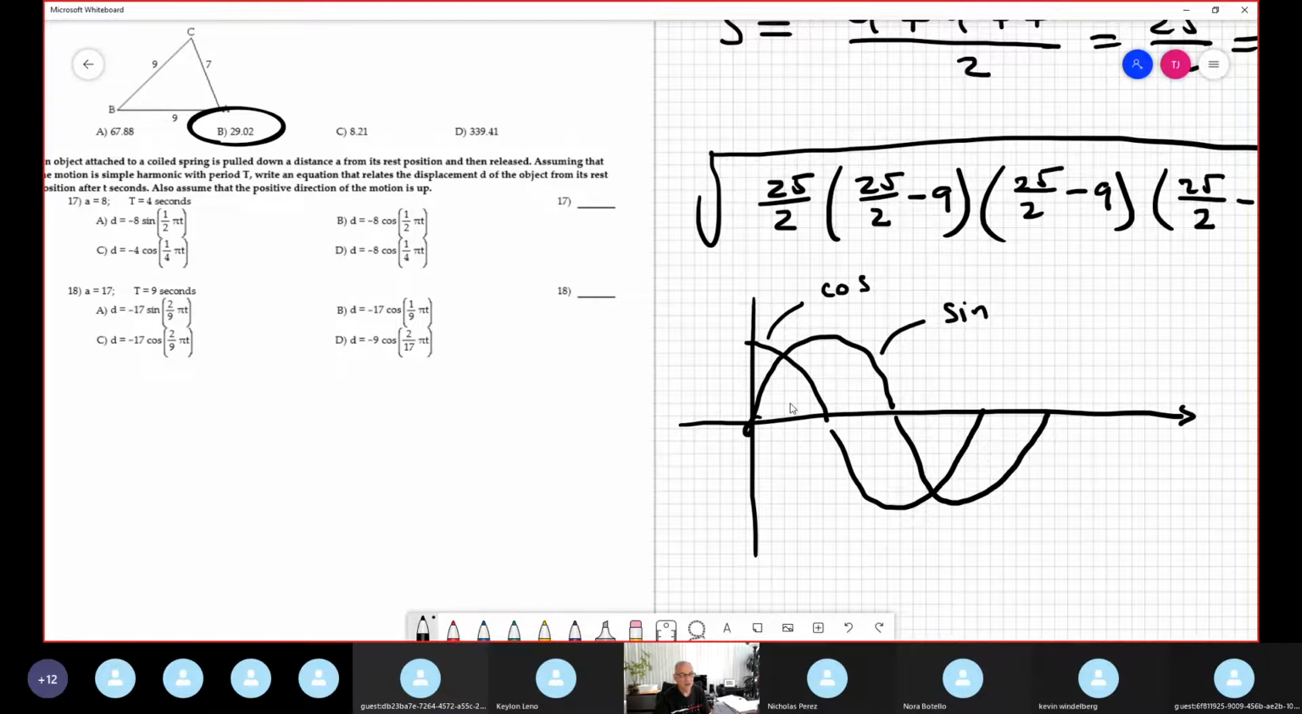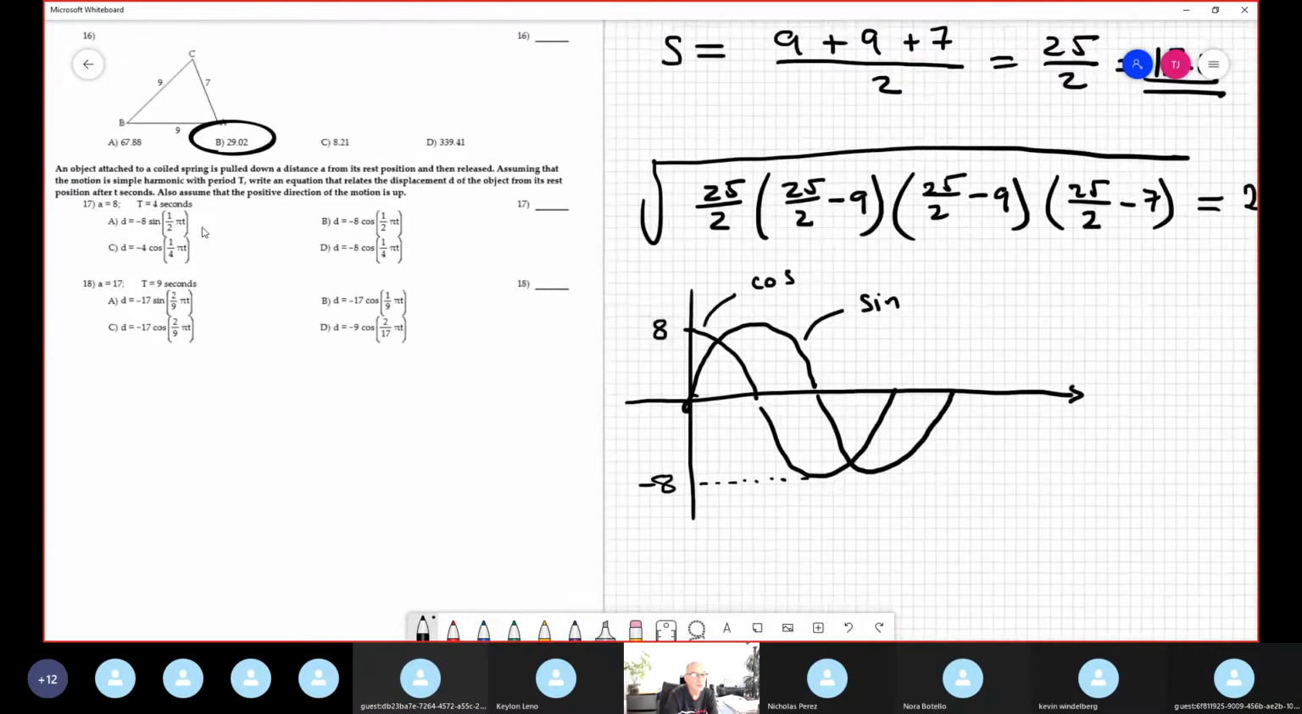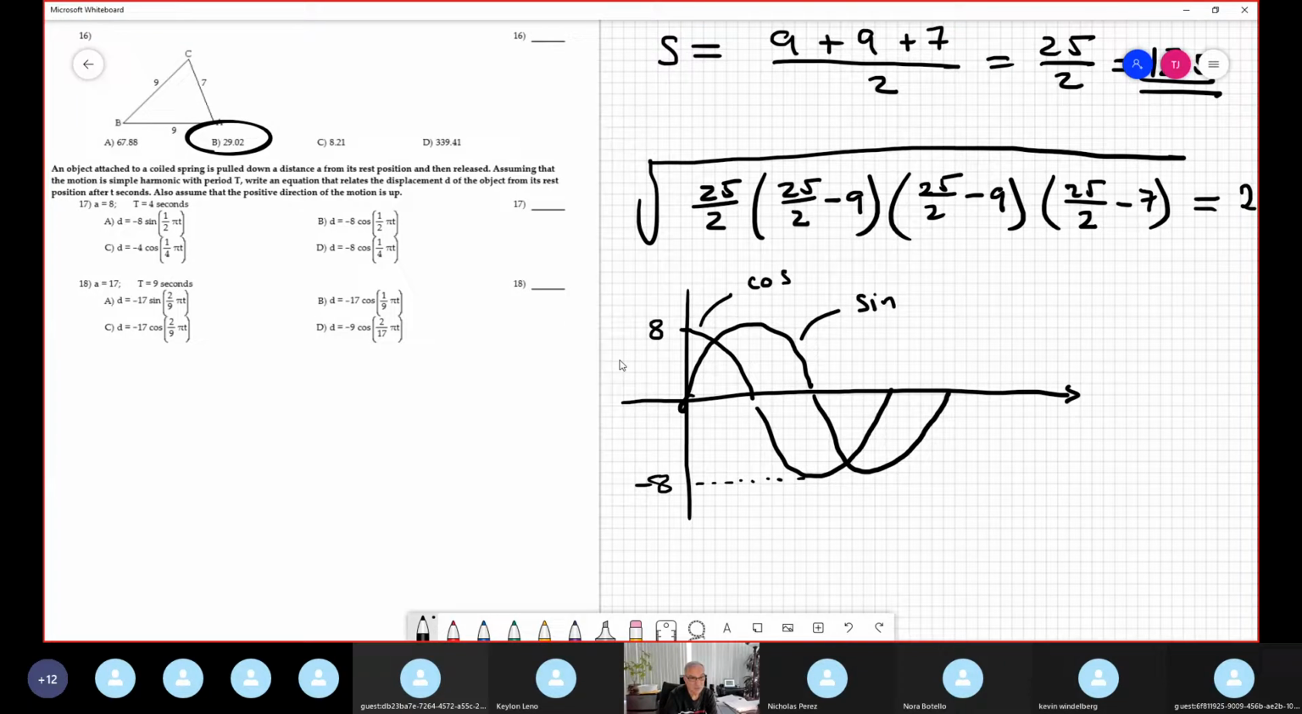But the problem says that the amplitude is 8. Amplitude is this. And this is negative 8, no? And the object attached to the coiled spring is pulled down. See, down is negative, right? It's negative. So the answer is negative cosine. Makes sense, right? This is super elementary. Don't try to see a secret here. A super elementary question. Sine is impossible because sine starts at 0.